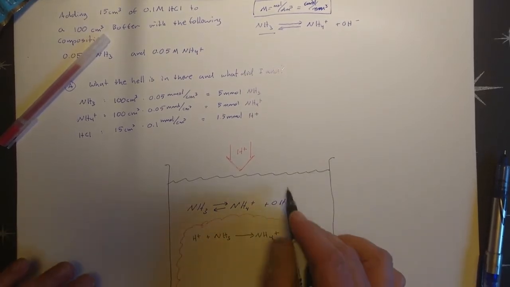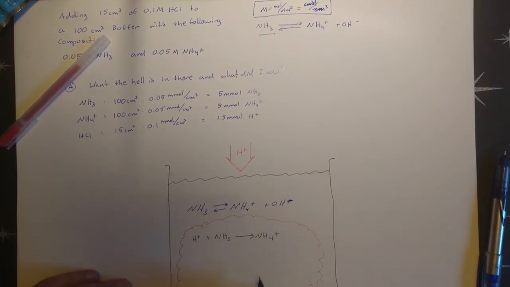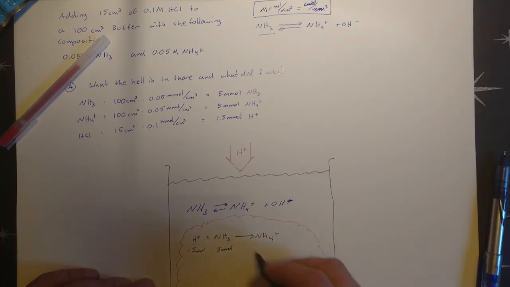We're going to ignore the OH minus because the OH minus is going to be generated when we go to equilibrium anyway. So then we think, how much of this H plus did we actually add? Well, we added 1.5 millimole. And NH3 we had 5 millimoles, which come from the buffer.